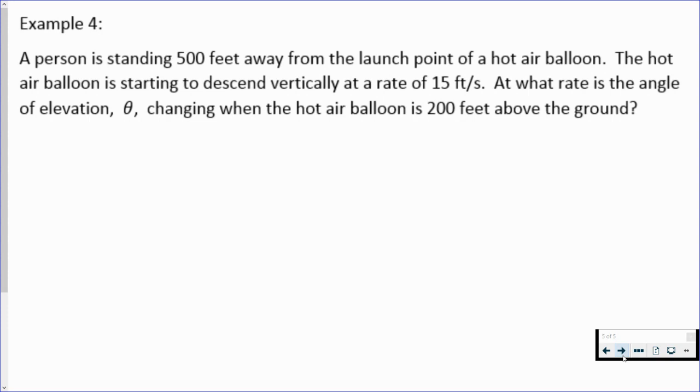Okay, so let's draw and label our triangle. We've got a person standing 500 feet away from the launch point.